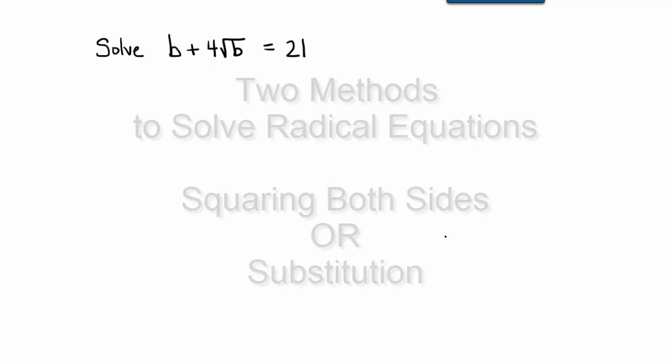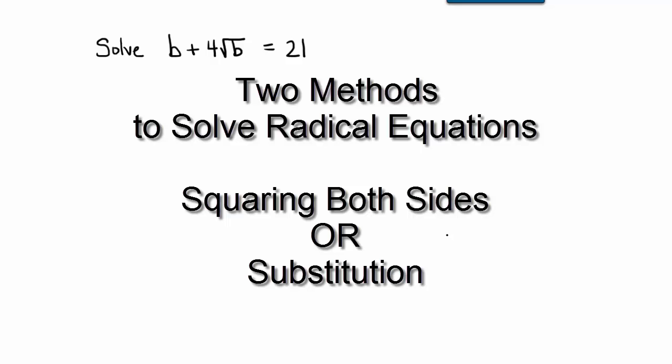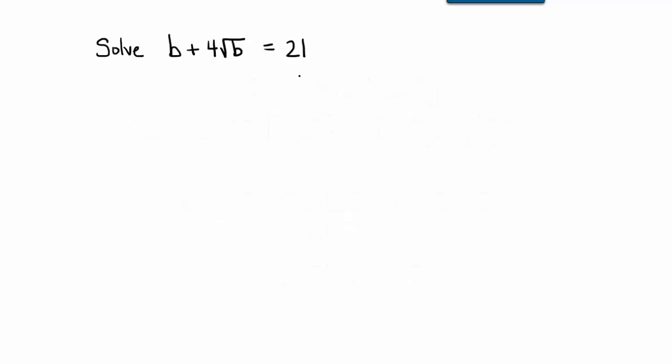In this video, we're going to solve an equation which contains a radical in two different ways. The equation is b plus 4 times the square root of b equals 21. It's the square root that makes this a radical equation. When solving a radical equation with a square root in it, one method is to isolate the radical term, square both sides to get rid of the radical, and then solve the resulting equation.